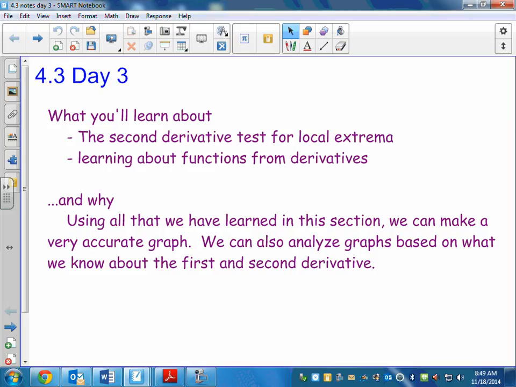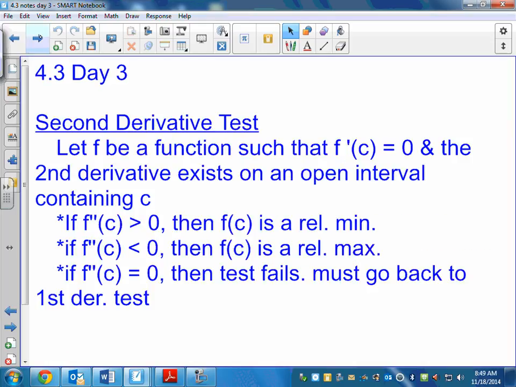Most of the time we tend to go back to the first derivative test, but you never know. Maybe you'll like the second derivative test better. Sometimes the second derivative is a terrible option. I just like to do the first derivative test. But here we go. Second derivative test.